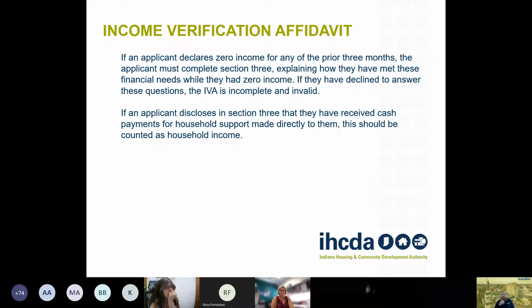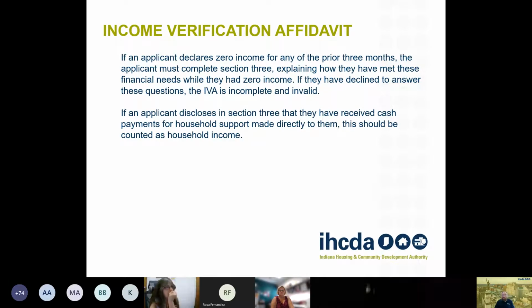If the applicant declares 0 income for any of the prior 3 months, the applicant must complete Section 3 of the IVA, explaining how they have met these financial needs while they have had 0 income. If they have declined to answer these questions, then the IVA is considered incomplete and invalid.